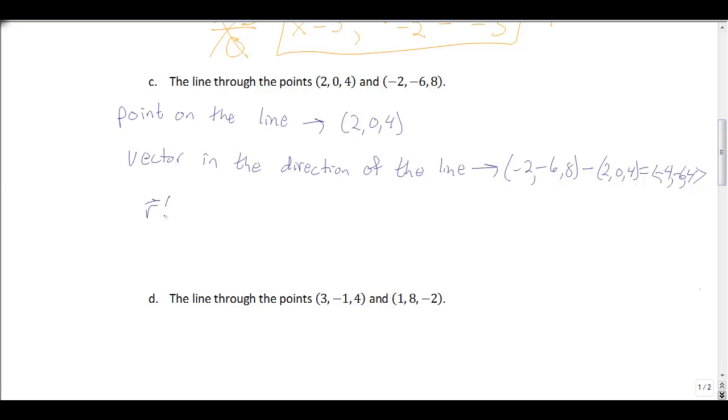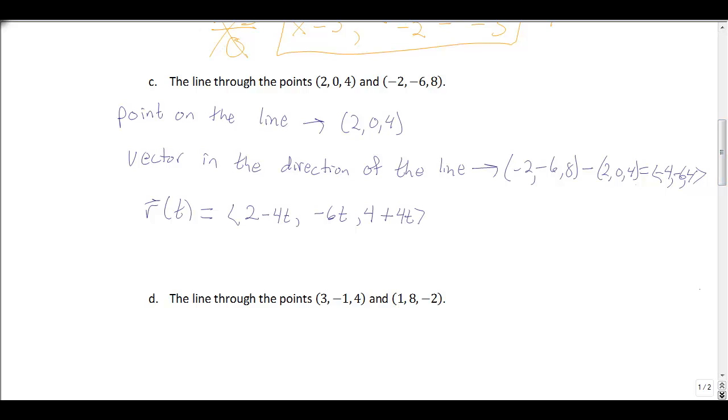And then when I do my parametric equation, I get r of t is, okay, my point is 2, 0, 4, and I'm going to do t times my vector, so it's 2 minus 4t, 0 minus 6t, and then 4 plus 4t. So I kind of skipped some steps there and combined those just to go a little bit quicker there.